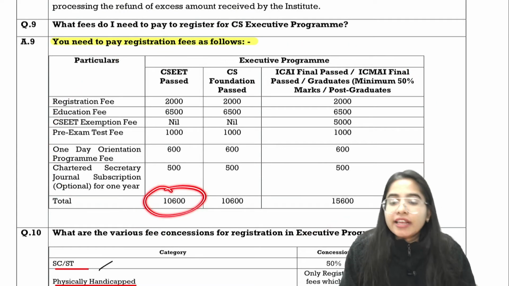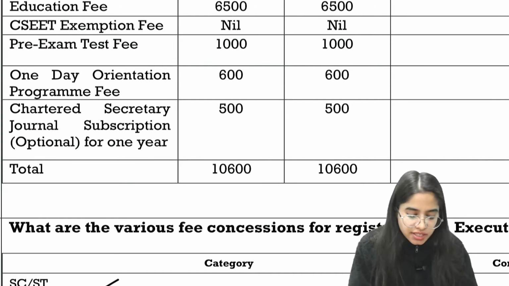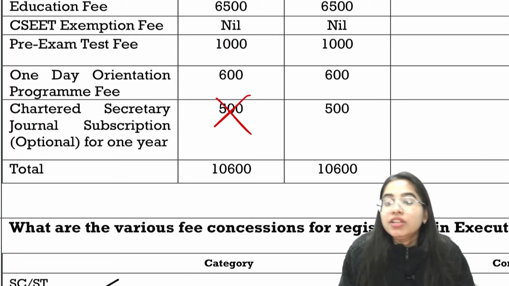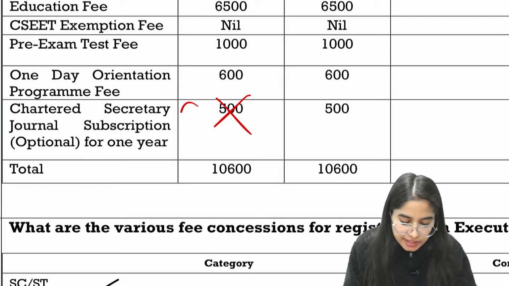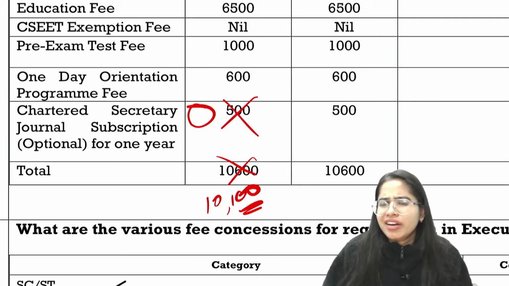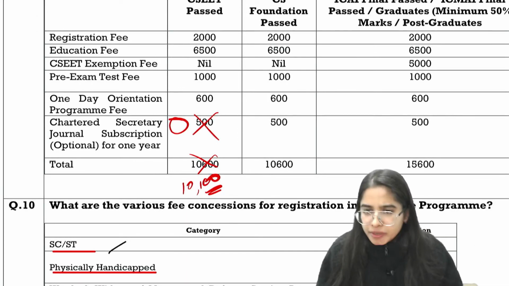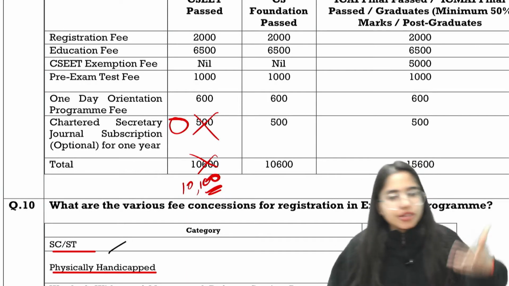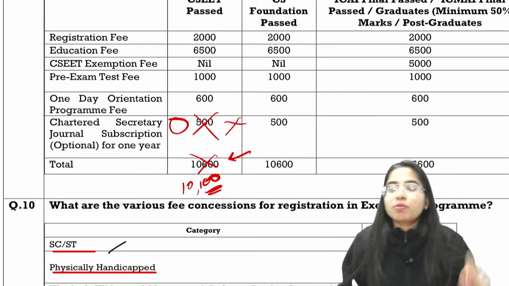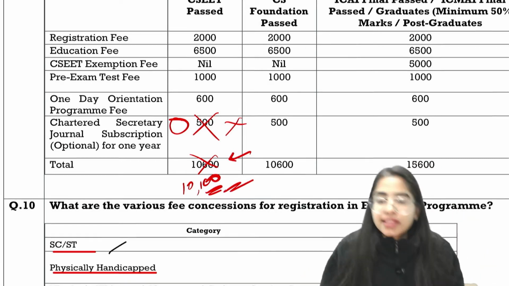Basically, your fees will be 10,600. But among this, 5,000 is optional. It's the chartered secretary option, which you can unselect, so your fees will reduce to 10,100. And I would suggest you, please don't go for chartered secretary. You can find it online also. So if you don't select this option, your fees will be reduced to 10,100.